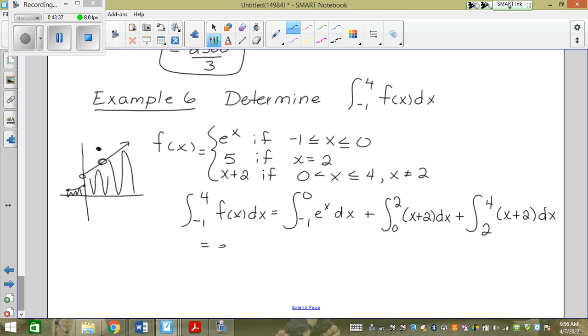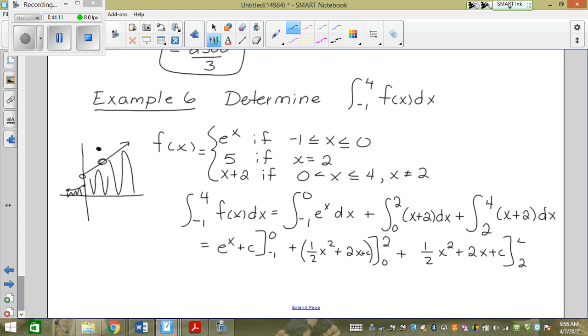So you're going to get e to the x plus c, from -1 to 0. So even though it's just greater than and not equal to, x plus 2, we can still have it. Right, because the endpoints don't really matter. They're going underneath it. And then this is going to be 1/2 x squared plus 2x plus c, from 0 to 2. And then 1/2 x squared plus 2x plus c from 2 to 4.